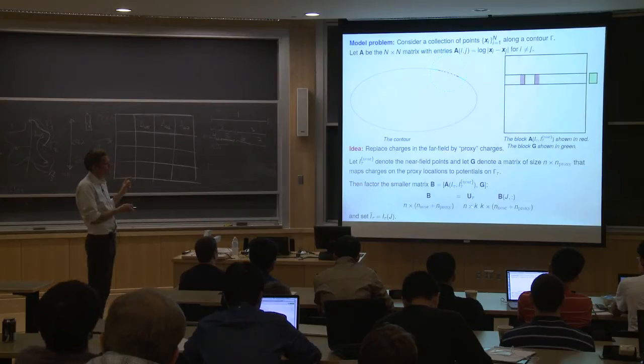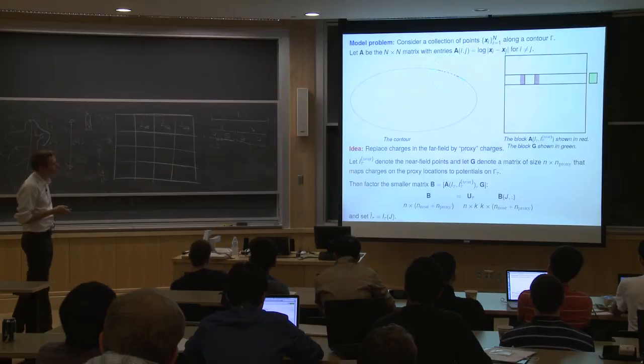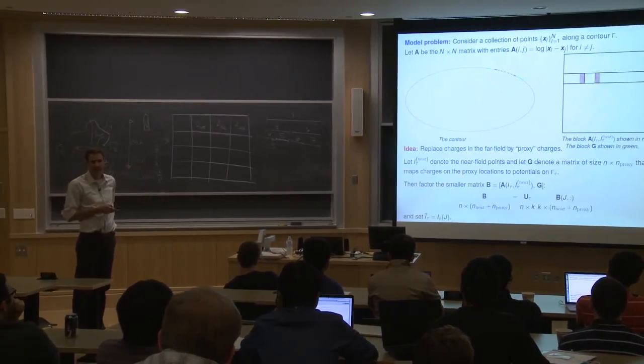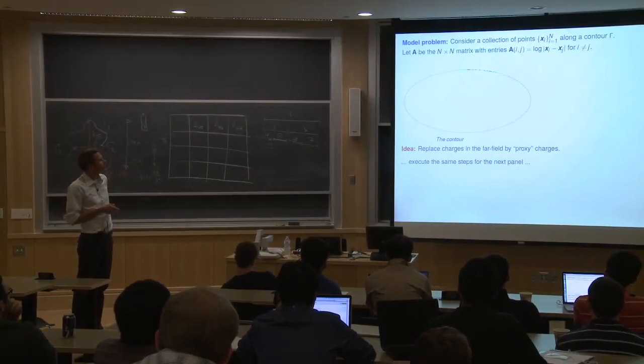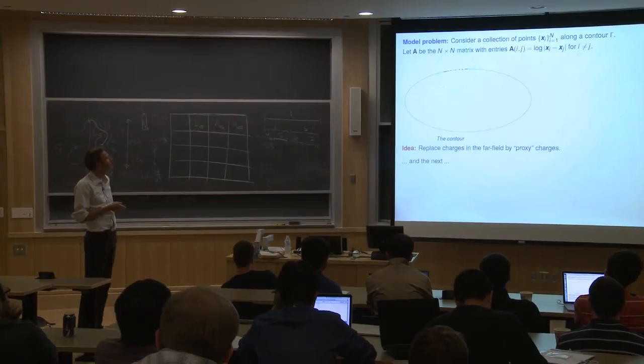And the other output is this interpolation matrix that tells me, given the potential on these red nodes, how do I interpolate back to all the nodes? Any questions? No. Okay, so now you just continue, you compress box by box.